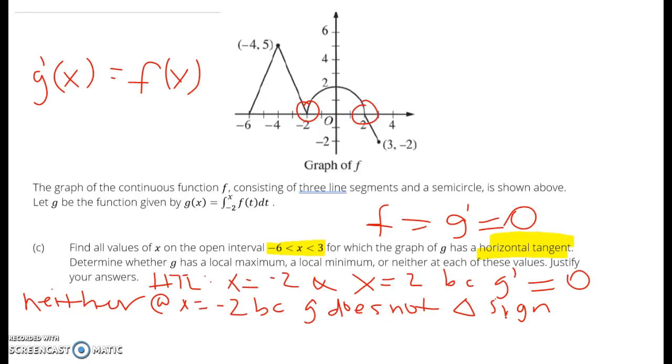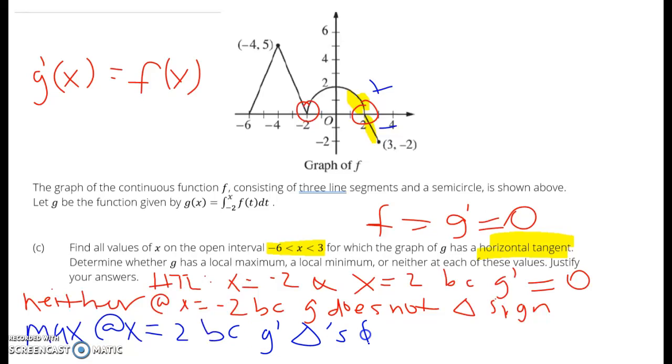At x equals 2, however, I do notice right here that I'm starting off on a positive side and then making a transition as I cross through that root to the negative. So there's definitely a change in sign here. And specifically, I've got a positive value followed by a negative value. So I've got a max at x equals 2 because g prime changes from positive to negative. Forgive my handwriting, guys. I forgot my stylus, so I'm using my finger.